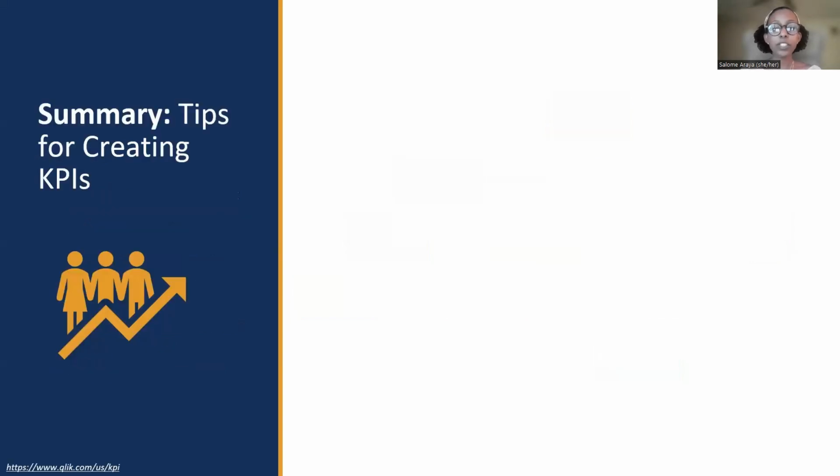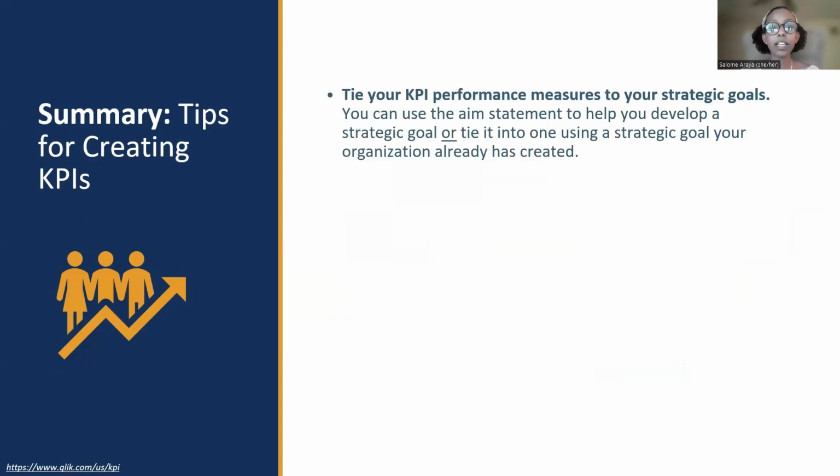And so, to summarize all of what was just shared really quickly, you want to make sure that your key performance indicator measures your strategic goals. So you want to make sure that it aligns with your strategic goals. And this can be using an aim statement to help you develop a new strategic goal, or using an aim statement to tie into a current strategic goal your organization has already created.